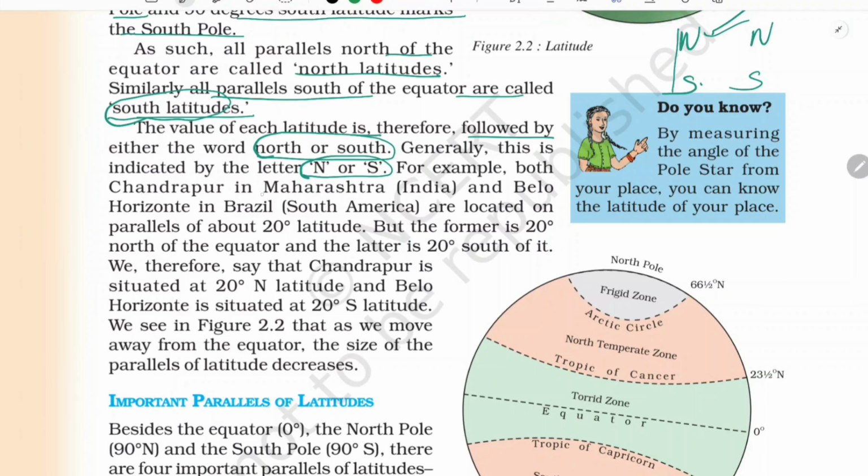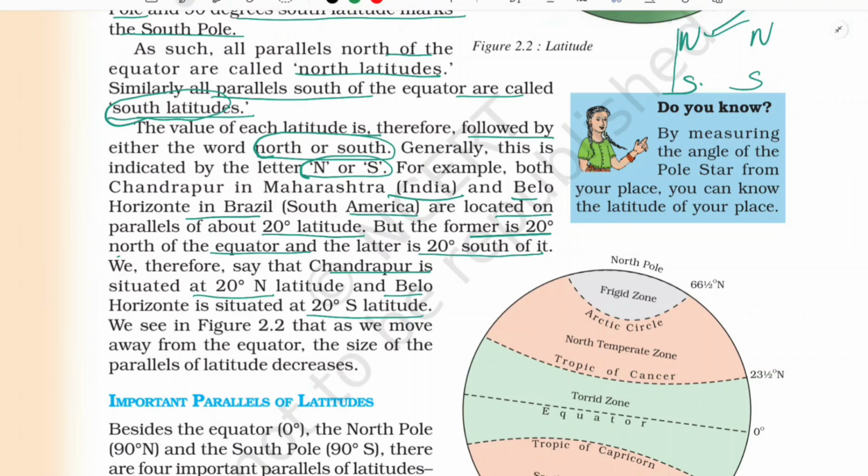For example, here one example is given: Chandrapur in Maharashtra, India, and Belo Horizonte in Brazil, South America, are located on parallels of 20 degree latitudes. But the former, in India, is 20 degree north of the equator, and the latter is 20 degrees south of it. We therefore say that Chandrapur is situated at 20 degree north latitude, and Belo Horizonte is situated at 20 degree south latitude. See, both of them are on the same degree of latitude.